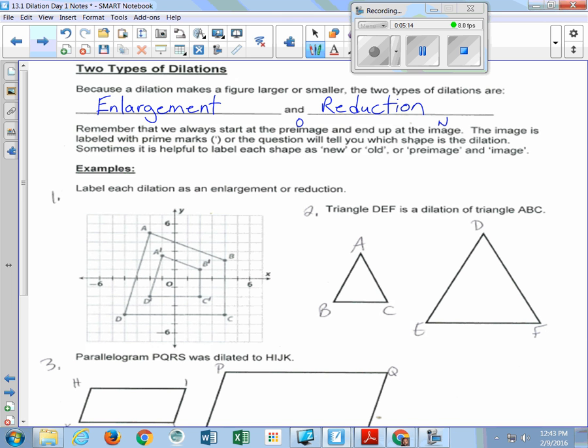So, looking at these, which one is the pre-image or the old or original? So I'm looking at it. That's A prime. So the big one is the old, and the little one is the new. So I can say I went from the old to the new. So I went from a bigger one to a smaller one. Makes that a reduction.